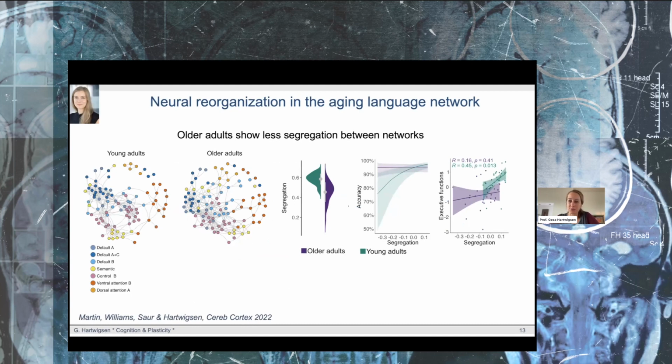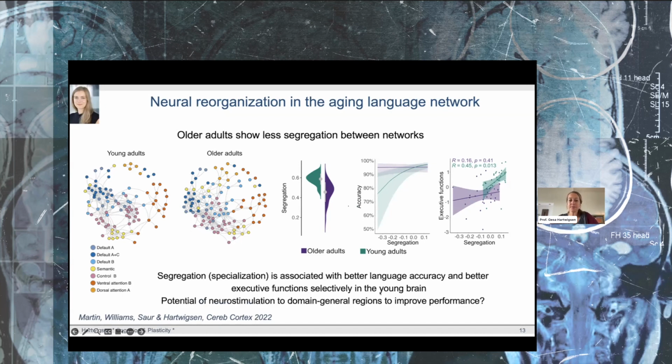So we finally used a graph theory analysis to look more into these network interactions. With such analysis, you can create graphs of the network interactions between the different networks. And you can see that the graph for the older subjects looks a bit different from those of the young subjects. We focused here on a measure called segregation. This means how much networks form specialized communities. And we see that older adults show significantly decreased segregation, so less specialization of the networks and more between network interactions.